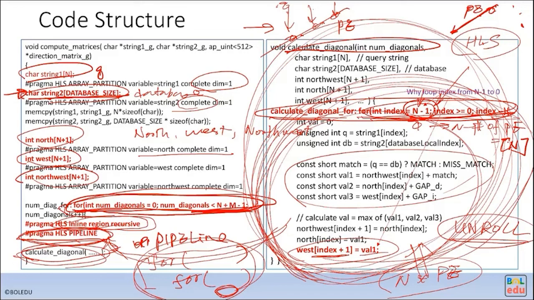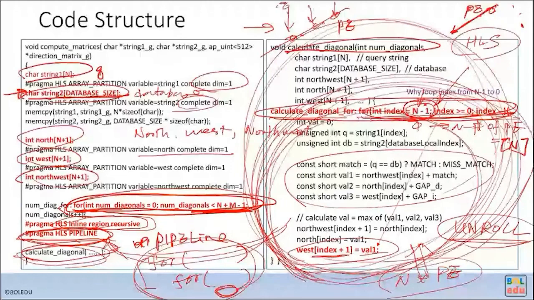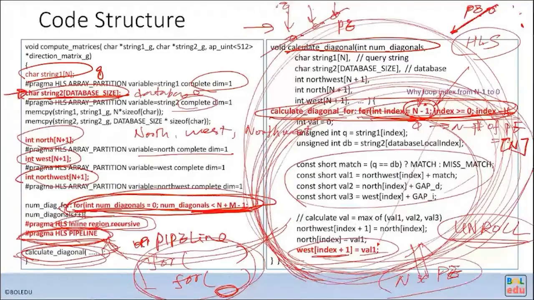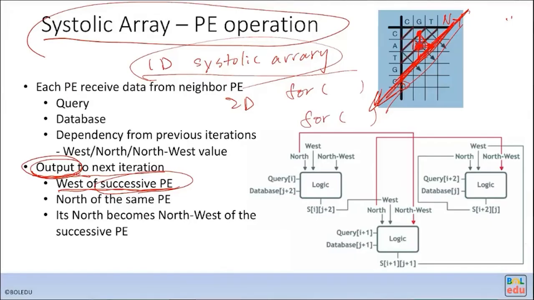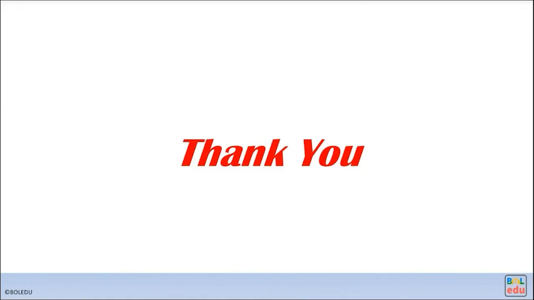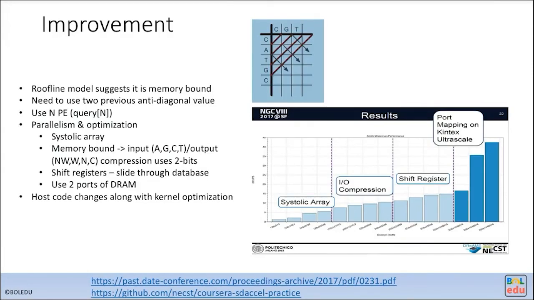There are other improvements, but that's not the key message. The key message is how to write the C code to generate the systolic array. So we pretty much covered the topics today. Is there any question?